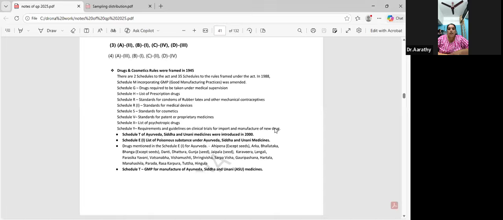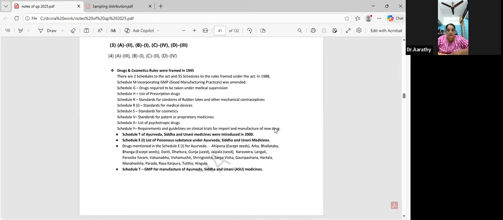Now see, Schedule G is for drugs that are to be taken under medical supervision. Schedule H is for prescription drugs. You can connect it as his prescription or her prescription. So that H, prescription. Then R is for rubber latex and other mechanical contraceptives. So rubber R, you can connect it that way.